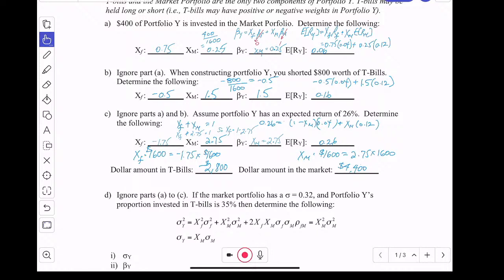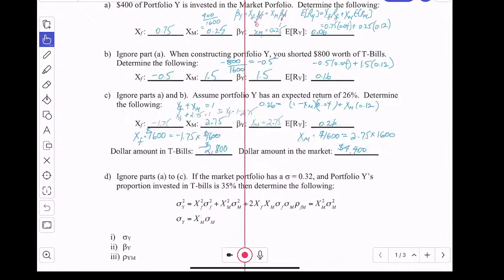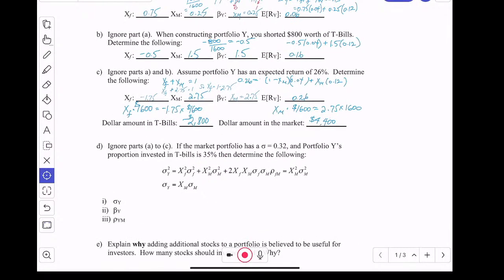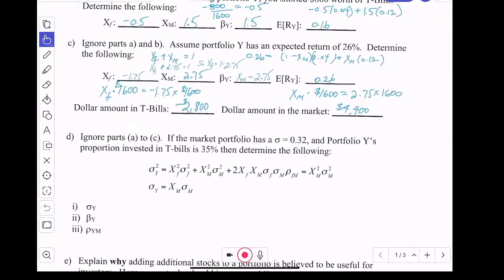the proportion that's, well, I want to find different things. I want to find the standard deviation of the new portfolio, the beta of the new portfolio, and the correlation between the new portfolio and the market portfolio.